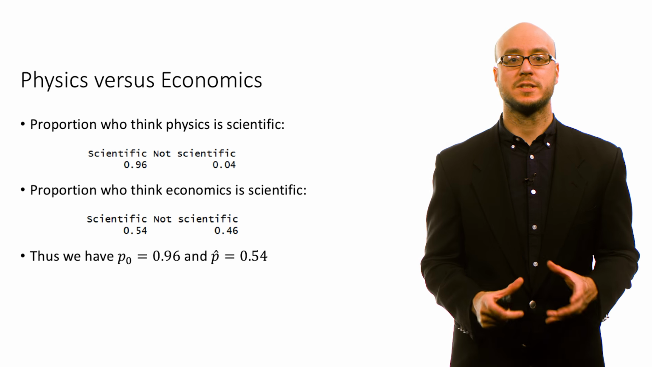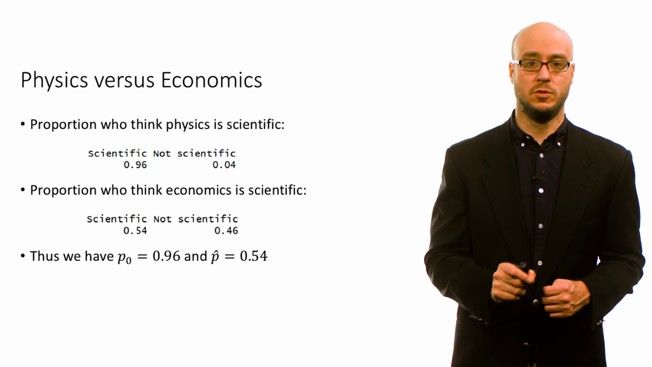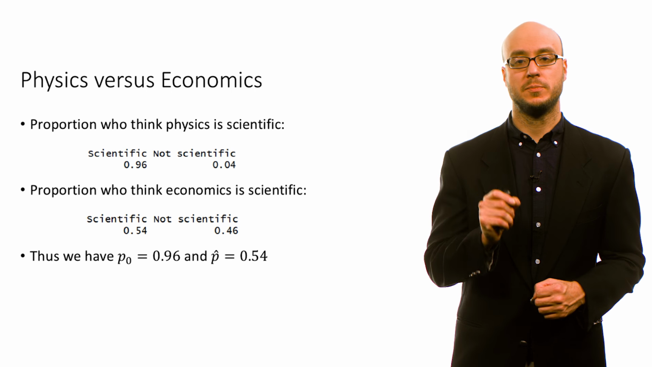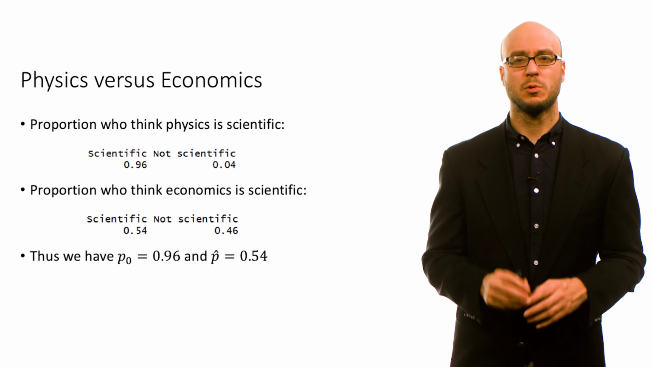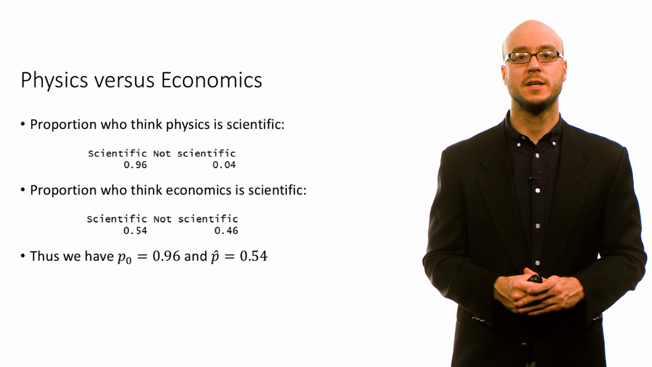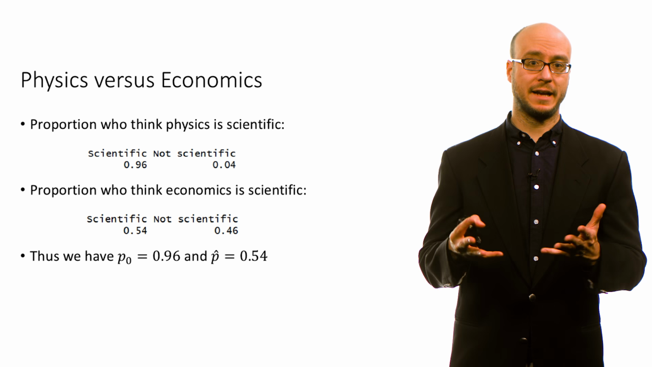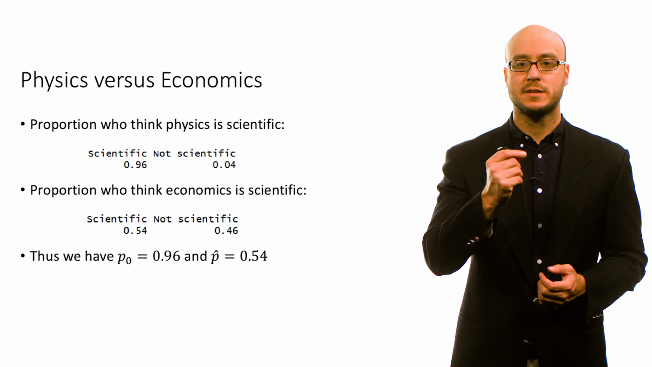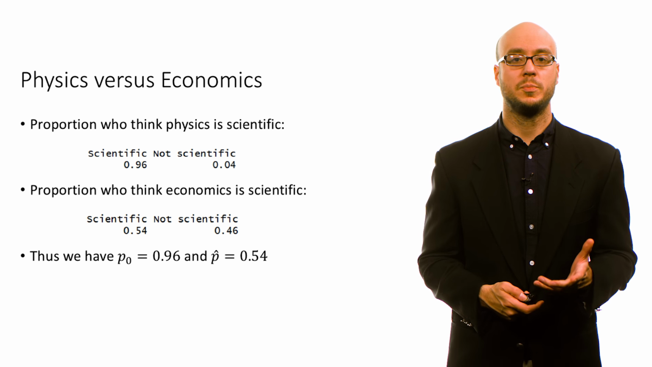Now for this particular setup, we're going to treat that value of 0.96 as our null, right? Because the null here is that the proportion of people who think economics is scientific is about the same as that for physics. So for the purposes of this problem, we're going to treat 0.96 as our null, right? The idea is that economics is just as scientific as physics, and we're going to test that claim using a value of 0.54 for p hat.